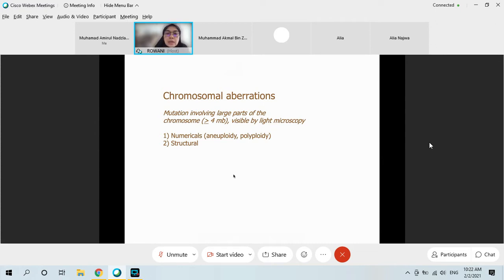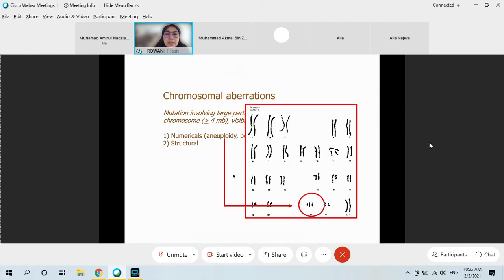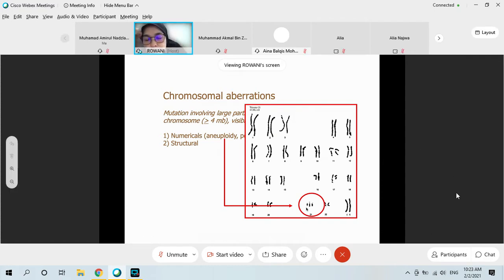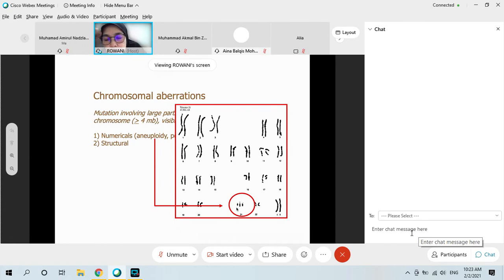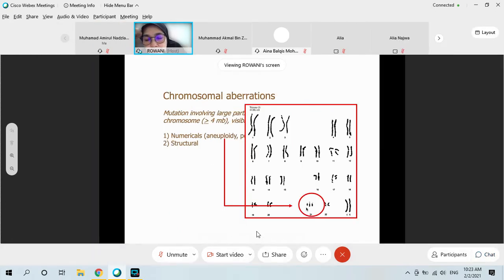Let's have a look at the example. So this is a numerical abnormality, right? Instead of having 46 chromosomes, this karyotype shows that the individual has 47 chromosomes, because there are three chromosome 21s. So what diagnosis is this? What condition? Down syndrome. Yeah, good.